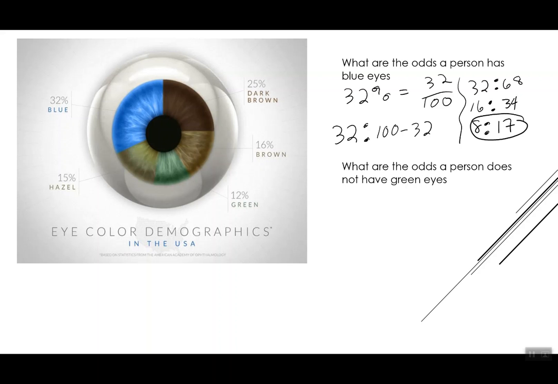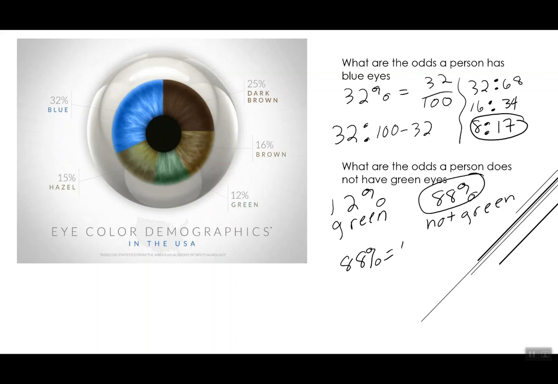What about, what are the odds a person does not have green eyes? Okay, so green eyes is 12%, right? Which means 88% are not green. Just subtracted from 100. Okay, so not green, 88%. So I have to say this 88%, which was 88 over 100, but we kind of know already there's 88 ways to not have green eyes to the 12 ways to have green eyes. You can divide both of them by 4. I get 22 to 3.